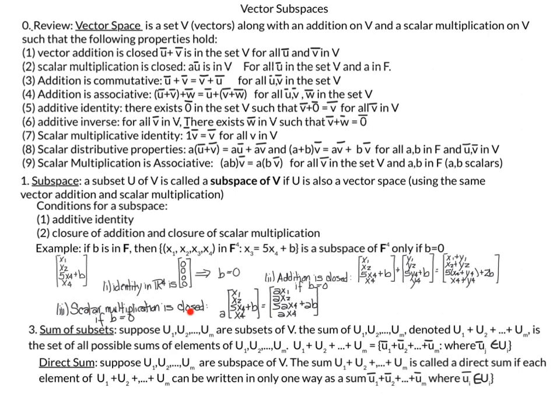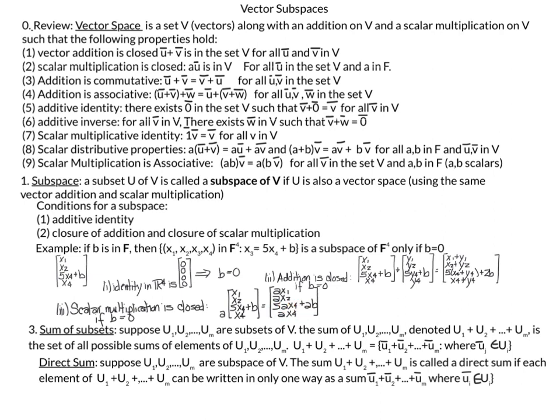We do something similar for scalar multiplication. We multiply a times our representative vector, x1, x2, 5x4 plus b, and x4. Multiplying in, we get ax1, ax2, 5ax4 plus ab, and ax4. So we want our third coordinate to be equal to 5 times the fourth coordinate plus b, but we see it's equal to 5 times ax4. That's good.